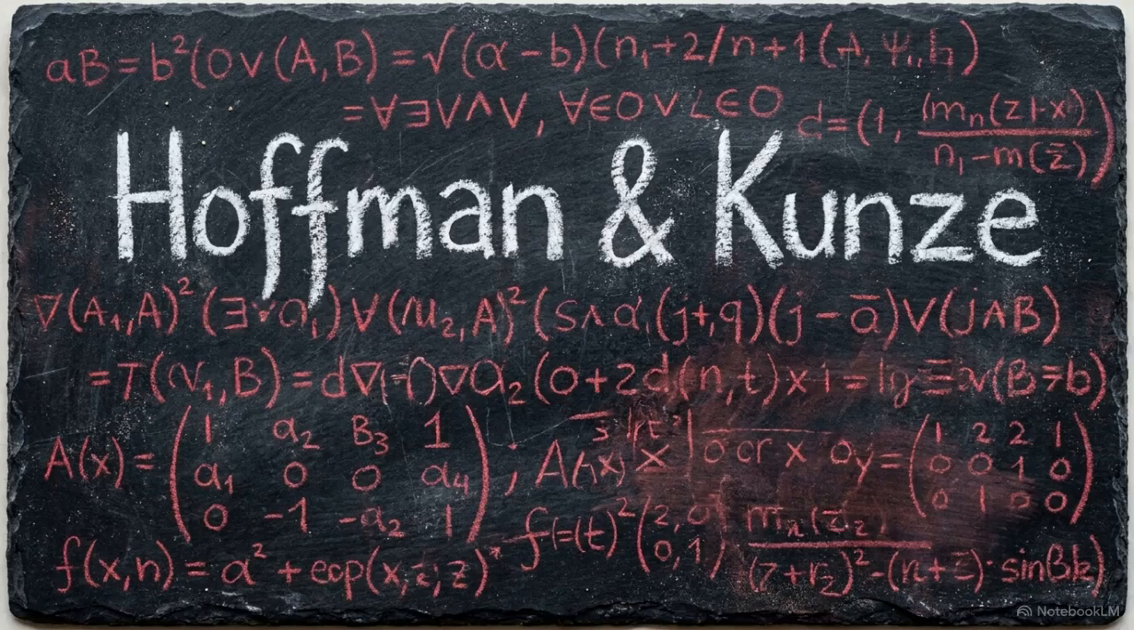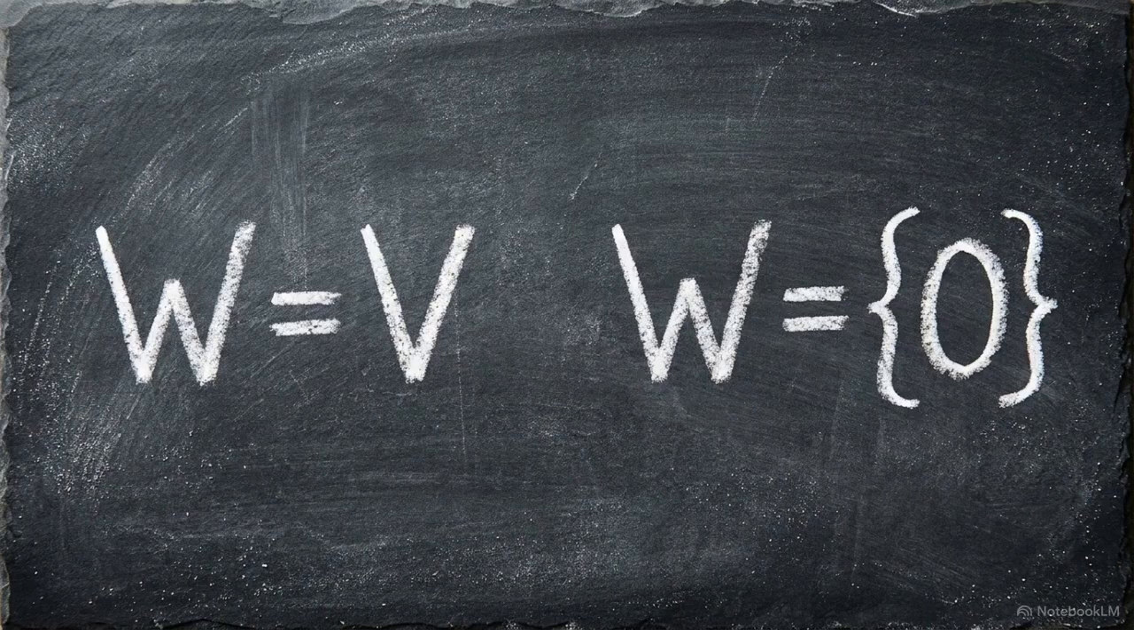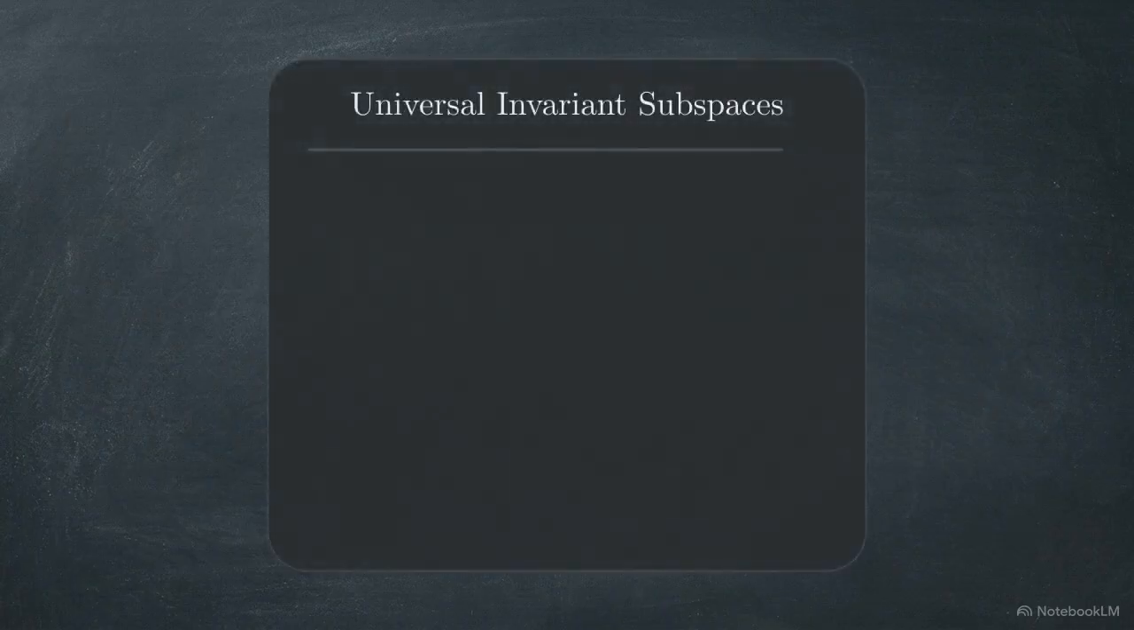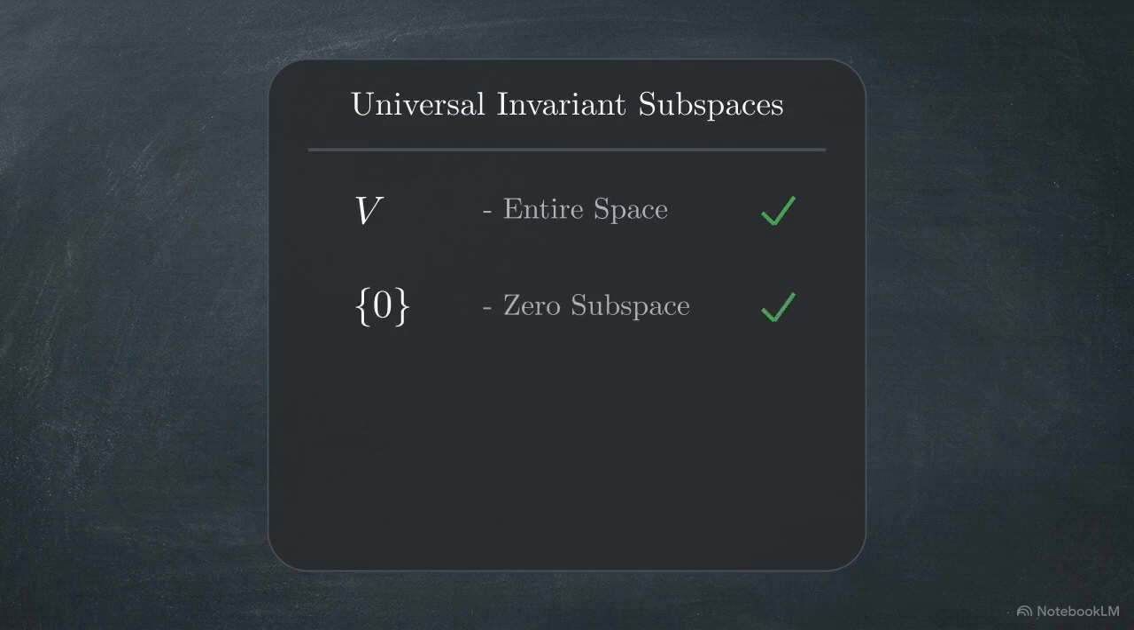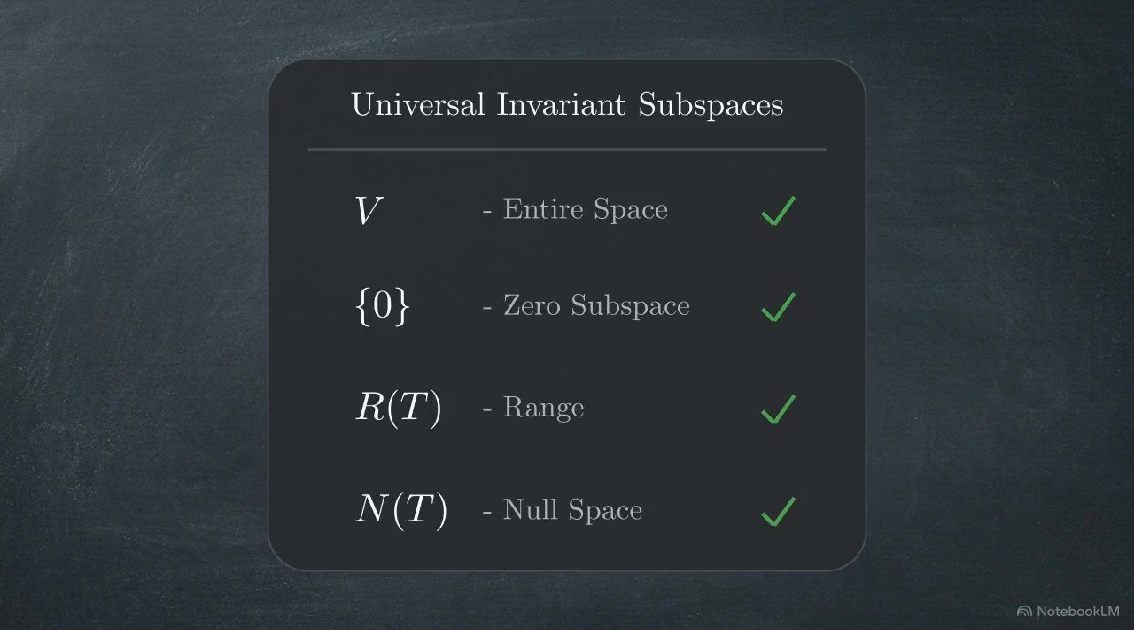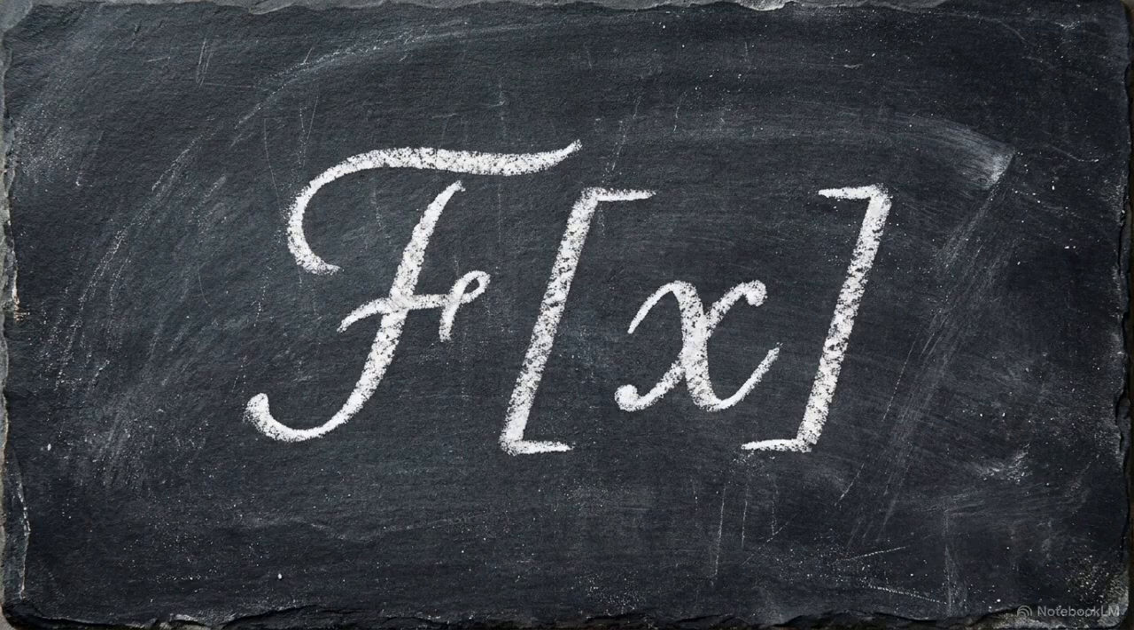Hoffman and Kunze pressure test this theory by pushing it beyond standard geometry and into pure algebra. In example 6, they identify the trivial invariant subspaces. For any linear operator, the entire space V, the zero subspace containing only the origin, the range, and the null space all satisfy the condition of invariance by definition. Example 7 shifts the environment entirely.